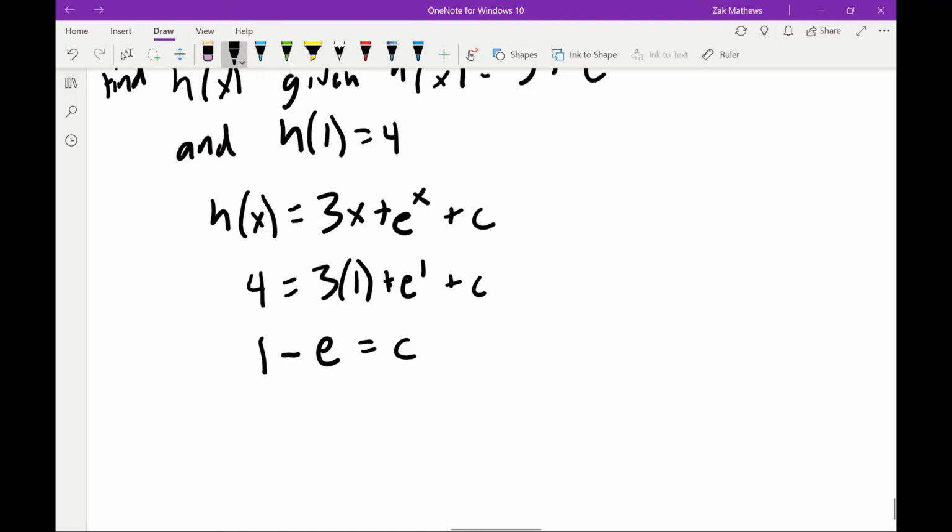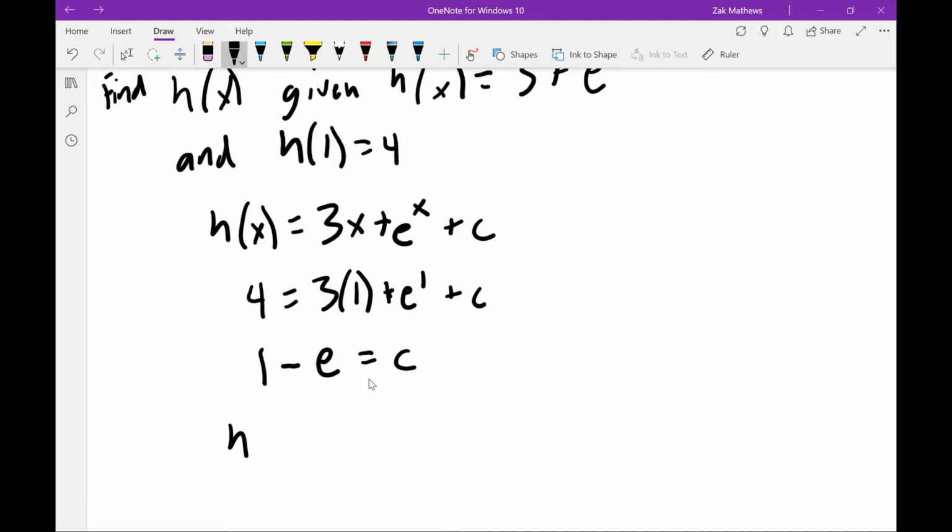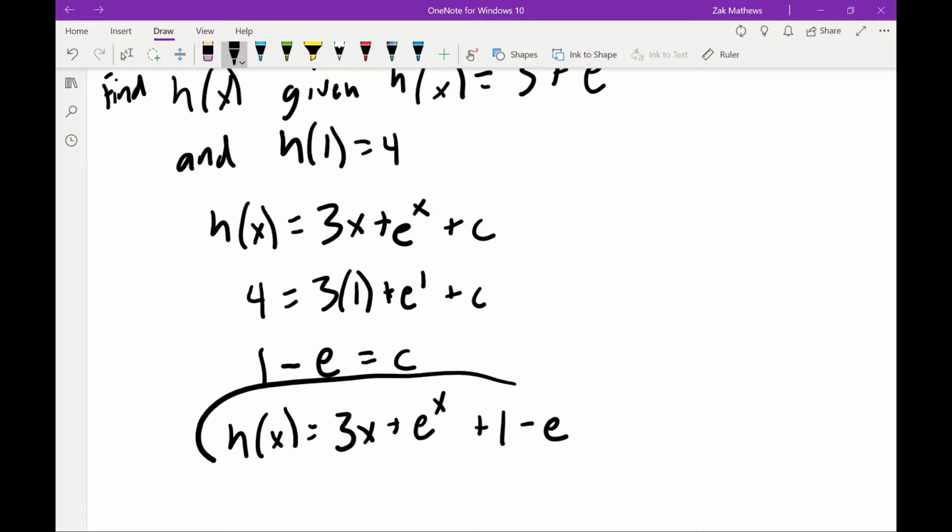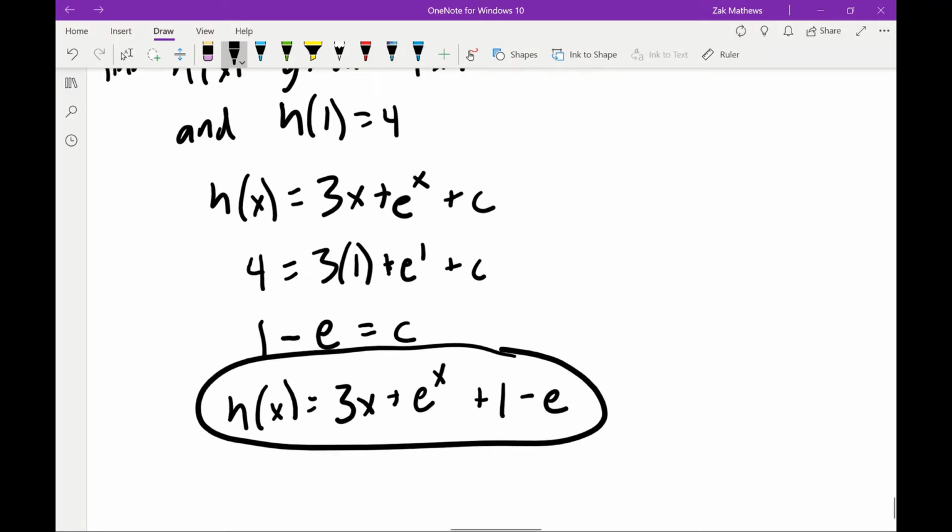My c is kind of ugly, right? It's 1 minus e. It's not just a nice, pretty single number this time, but that's fine. That's really a pretty easy number to use as well. So my h of x is equal to 3x plus e to the x plus 1 minus e, because that was my c. So there's my h function.